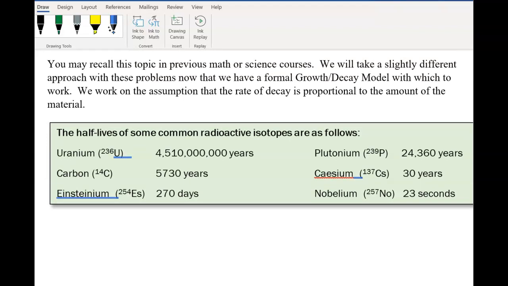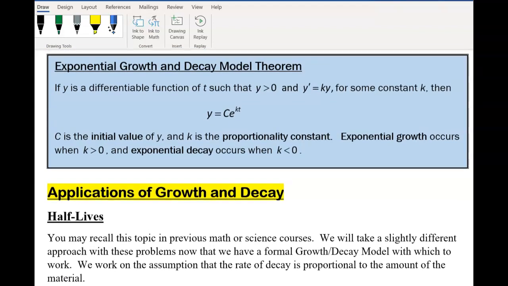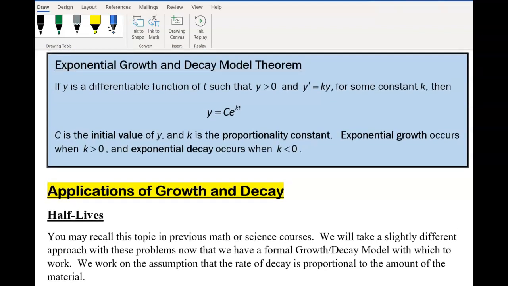So if you started with 15, and 30 years represents half-life, how many grams are going to be there 30 years later? Yeah, 7.5. So what we're going to do is take this idea here. 15 is my C value. But now my y value is going to be 7.5. My time is 30 years, and we're going to solve for k.